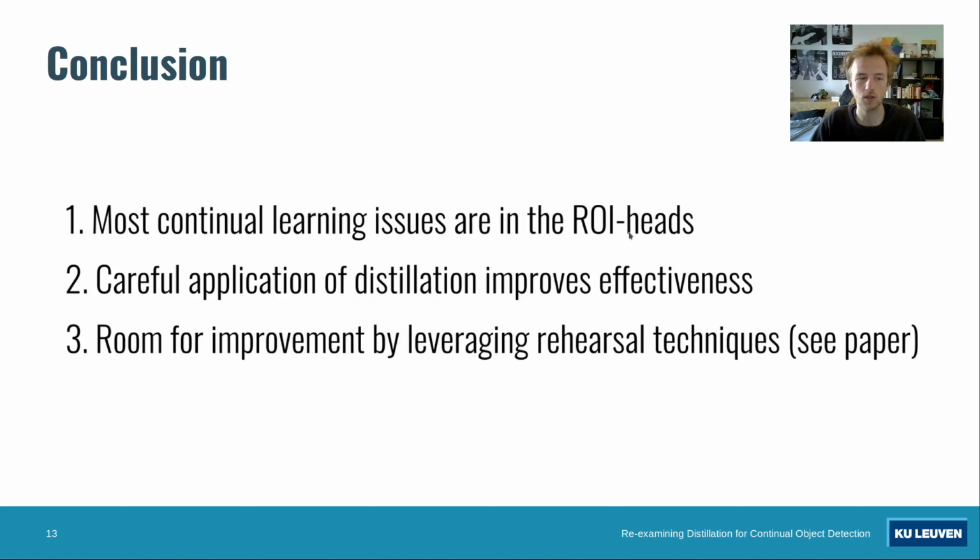So in conclusion, most continual learning issues in continual object detection are in the region of interest heads and not in the RPN. The careful application of distillation can improve the effectiveness, and there is a lot of room for improvement by leveraging rehearsal techniques, which you can see in the paper.